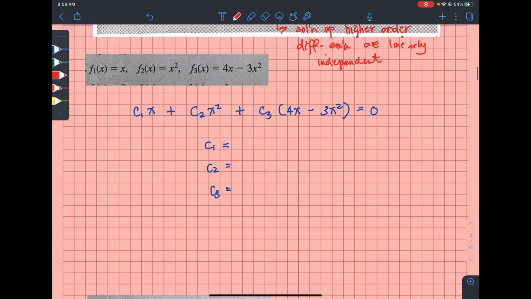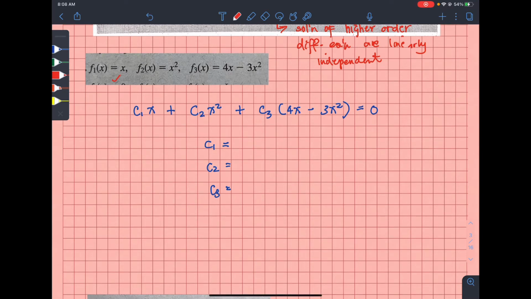To understand what I am talking about, for example, I have a third order differential equation. The first solution is x. The second solution is x squared. The third solution is 4x minus 3x squared. I need to verify whether these are really solutions of a third order differential equation, so I need to check whether they are linearly dependent or linearly independent.